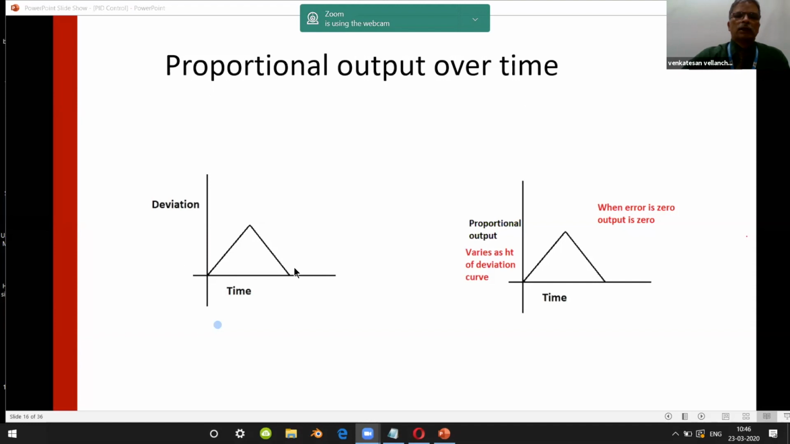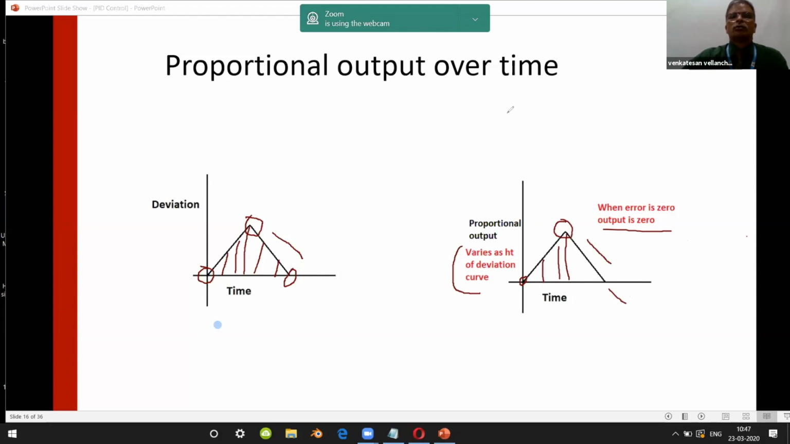When the deviation is changing, proportional output will change the same way, because proportional output depends on the value of the deviation. In this example, the value of the deviation is this height. The deviation is increasing, height is increasing. In the same fashion, the output of the controller also will increase. When deviation is zero, I get zero output here. When the deviation is maximum, I get maximum output here. When the deviation starts reducing, output also reduces. And finally, if the deviation is zero, error is zero, then output is also zero. So in the case of proportional control, zero error always means zero output.